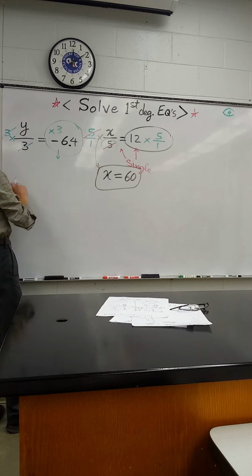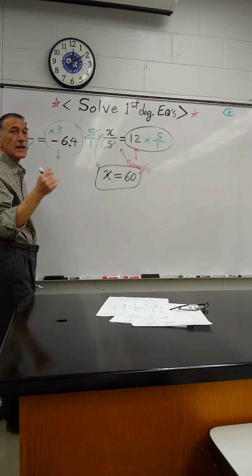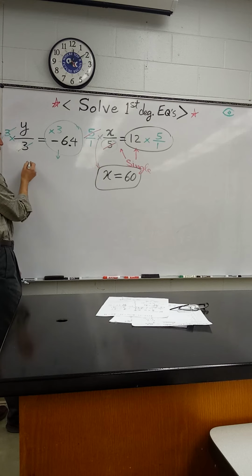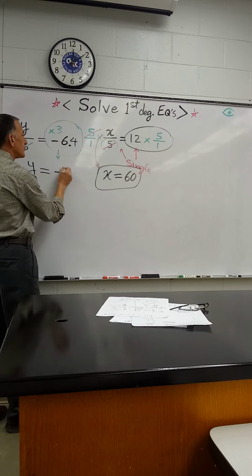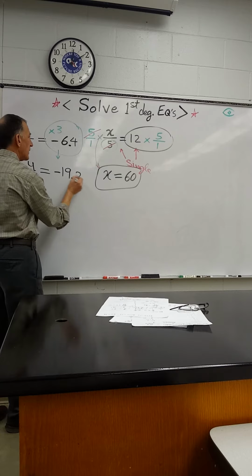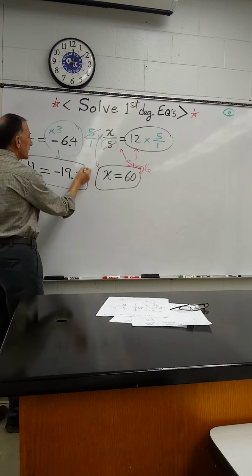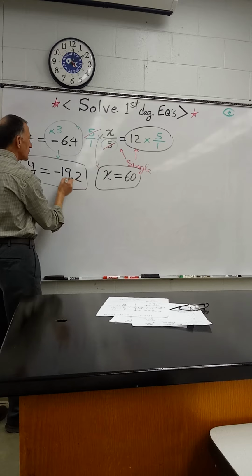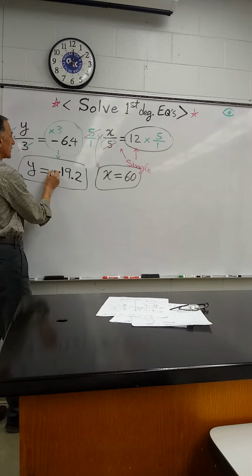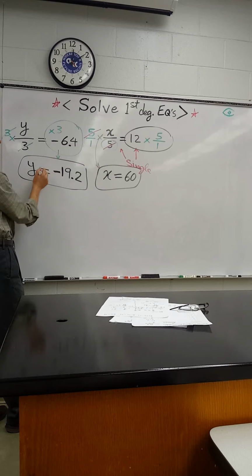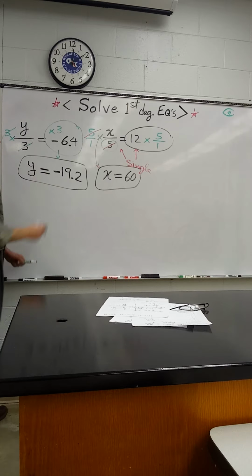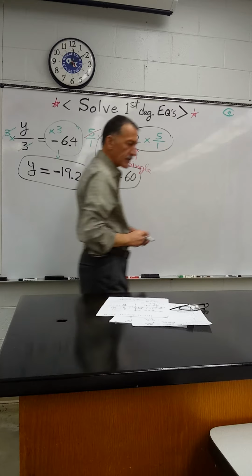So what comes out with y? 3 over 3 is 1, 1 times y is y. That's our goal, to get the y alone by itself, and this side is going to give you negative 19.2. So the answer for the unknown is negative 19.2. You're done. Finish. Hallelujah. So therefore, don't forget your negative sign, because that's a negative, and that's what happens in math.